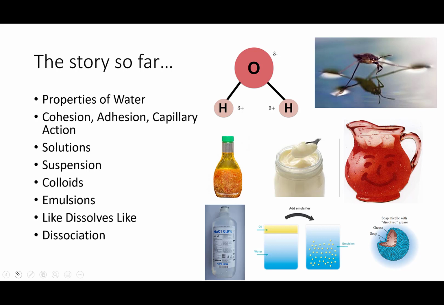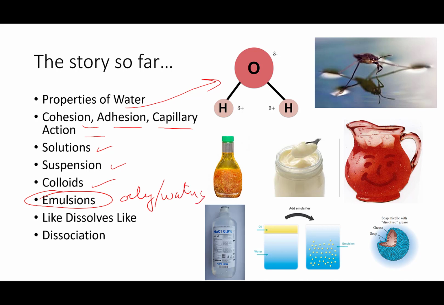So here's what we've been doing recently. We've been talking about water, that universal solvent, some of the properties that water strongly exhibits, like cohesion, adhesion, capillary action. We've defined solutions, suspensions, colloids. We've talked about emulsions, those wild and crazy mixtures of oily and watery compounds, and how they are held together by emulsifying agents. We talked about the fact that like dissolves like. You need covalent compounds to dissolve covalent compounds and ionic compounds to dissolve ionic compounds.